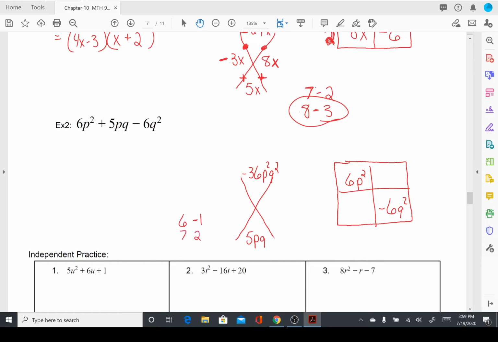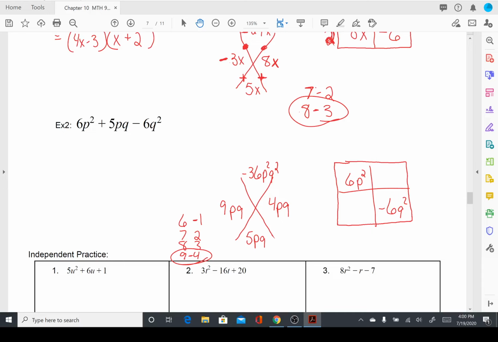7 and 2, nope. 8 and 3, that's getting closer. 9 and 4. 9 minus 4 makes 5, and 9 times 4 multiplies to make 36. So we'll work with 9 and 4. They both need to be pq's, so they add to be 5 pq's, and they'll multiply to make negative 36 p squared q squared.